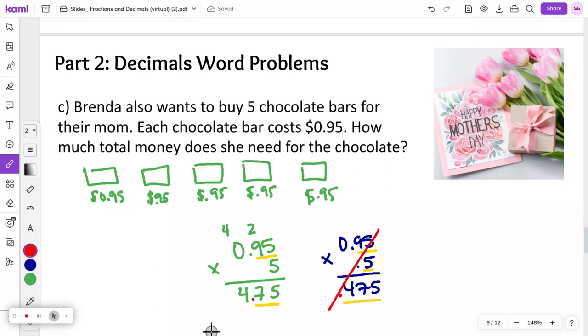But this was not for this problem. This one was. And so how much total money does she need for the chocolate? We could say she needs $4.75 for the chocolate. Again, the purpose of these 3 questions was to review how you do math with decimals.